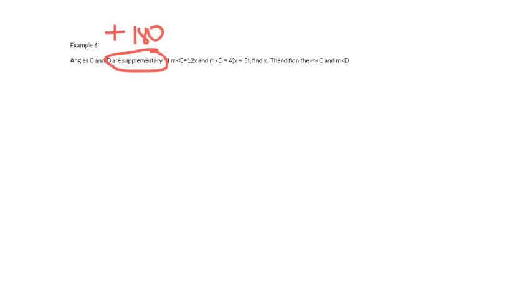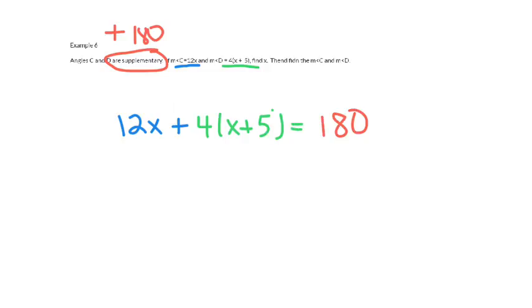Okay? So I know that the measure of angle C, which is 12x, plus the measure of angle D, which is 4 times x plus 5, should equal 180, because that's what supplementary means. Okay? And then just solve the equation from here. Then we'll find x, then we can plug x in and find angle C and angle D.